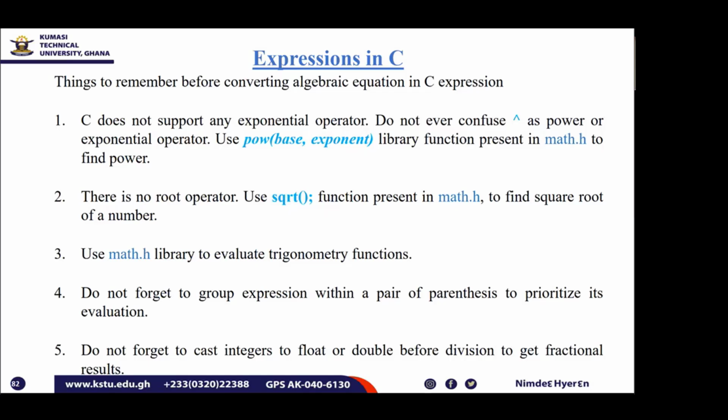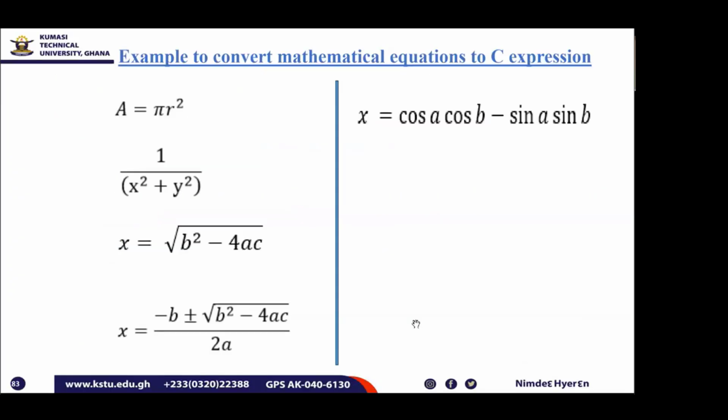Again, do not forget to cast integers to float or double before division to get fractional results. So when you anticipate that you are going to get a result which is a float or a double after performing division, you would have to find a way to cast those integers or variables into either a float or a double to ensure the results are properly cast.